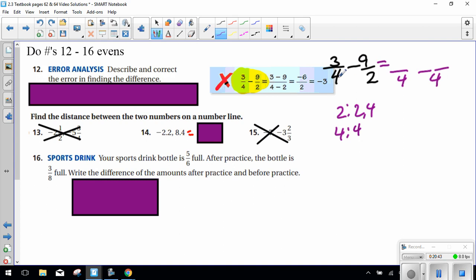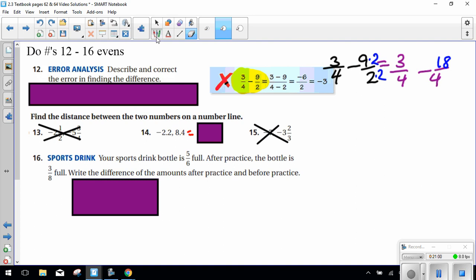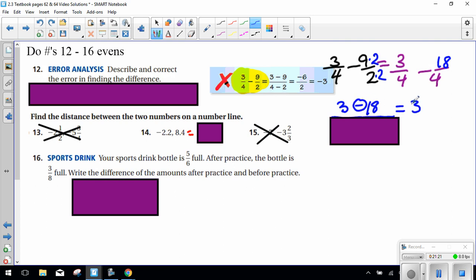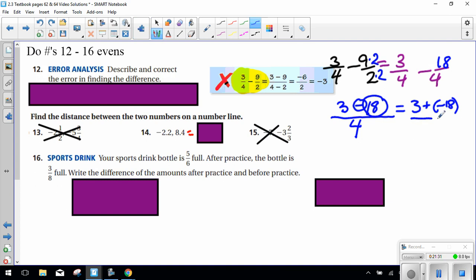So 4 for this first fraction doesn't change, so I keep the numerator. For the second fraction, I'm going to take 2 and multiply it by 2 to get 4. So I'm going to take 9 and multiply that by 2 to get 18. So what I have is a common denominator of 4, and my numerator is 3 minus 18. So if we look at this for a second and just cover the denominator, this is just like chapter 1 work, where we're going to take this and write it as 3, add, and take the opposite. Okay, and then what we're going to do is introduce the fraction back for the denominator and put the 4.